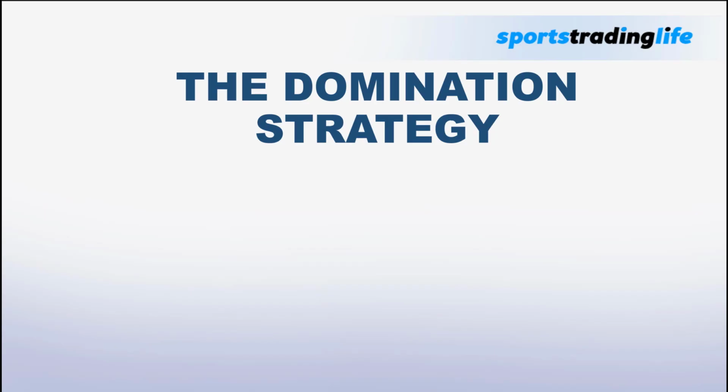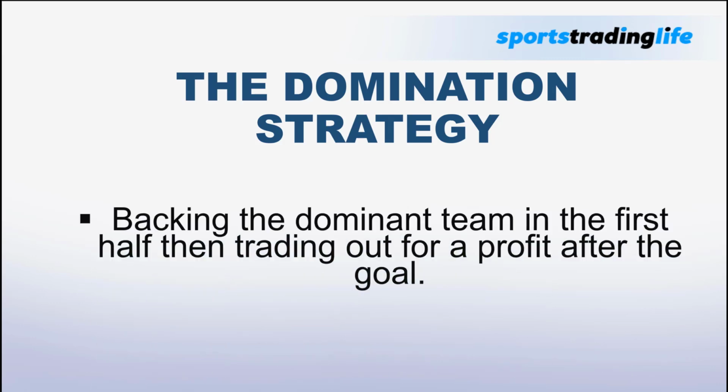So the domination strategy, as I touched upon, is a pretty well-known strategy, and you might be surprised by how simple this strategy actually is. It is as simple as backing the dominant team in the first half and then trading out for a profit after they take the lead. They are the dominant team. You're expecting them to take the lead, so you simply back them at whatever odds are available. After the goal goes in, their odds are going to go much lower and you can cash out for a profit. Very, very simple strategy.